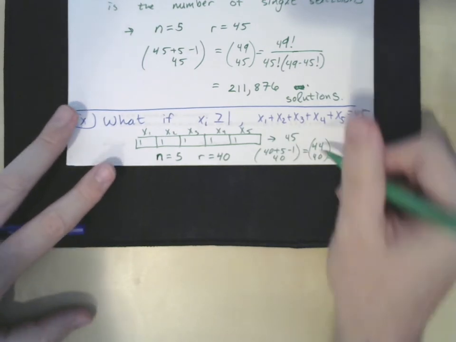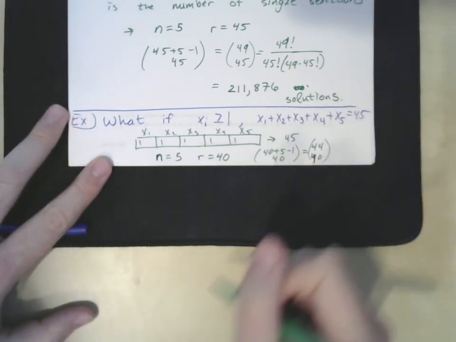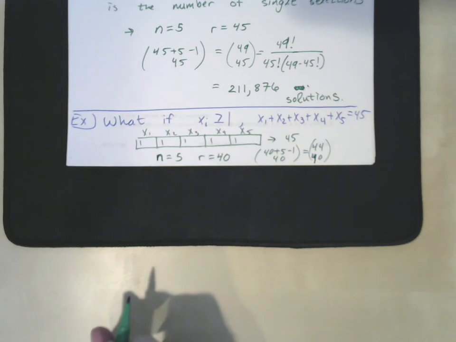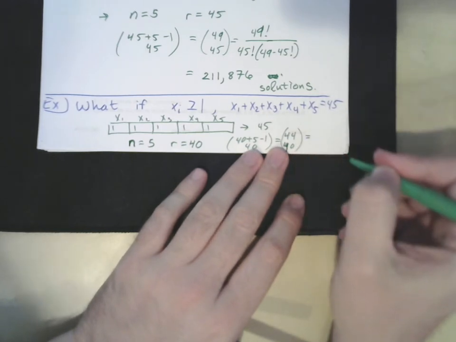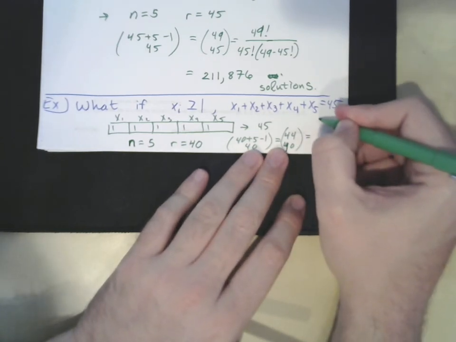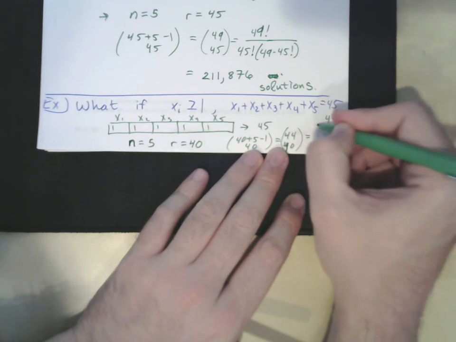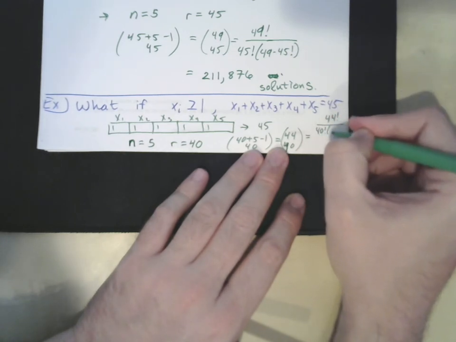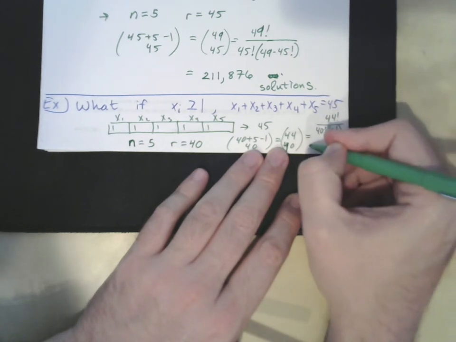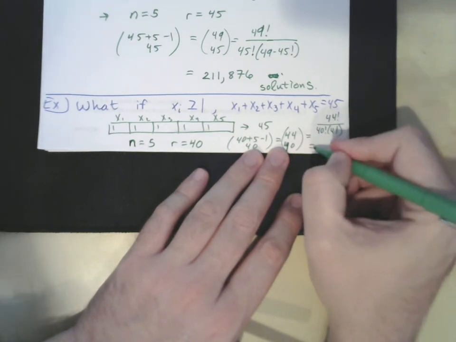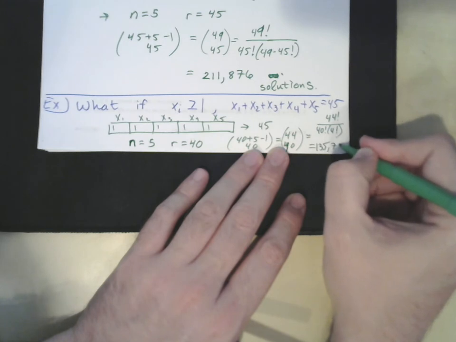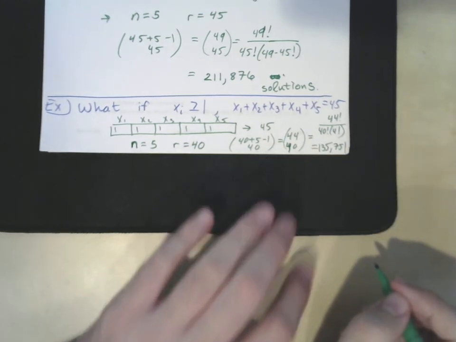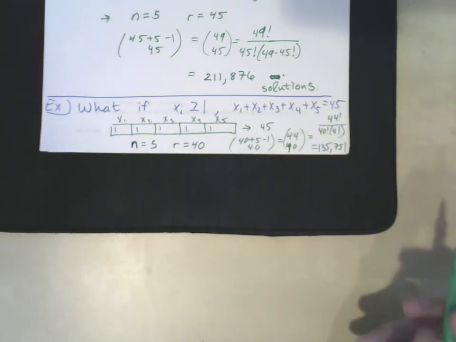Why do I keep saying factorial? 44 choose 40 factorial would be enormous. And so when you write this out and simplify, I'm running out of space here, but this is 44 factorial over 40 factorial times 4 factorial. And this comes out to be 135,751 options, if I've done my multiplication correctly.